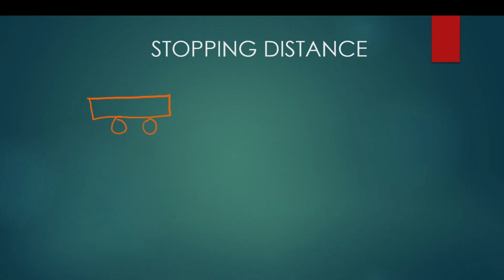Now, stopping distance. Suppose a body is moving with a velocity u. Now at time t, it is given a brake, due to which it has moved a distance s, and then it stopped here and became rest.